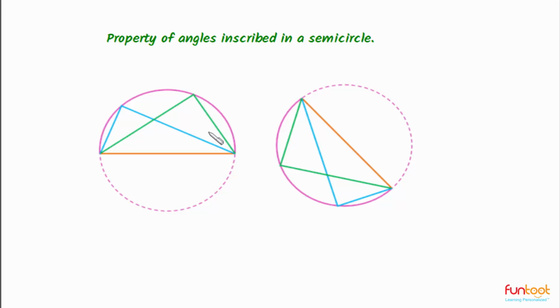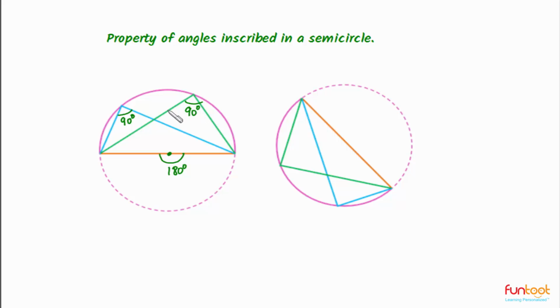Next, let's see the property of angle inscribed in a semicircle. If the solid arc here is a semicircle, then the angle inscribed in it, that means this angle and this angle, will be 90 degrees. And the reason for this is simple. If we consider this dotted arc, then if this is the center, then the central angle for the dotted arc is 180 degrees, and these two angles are the angles inscribed by this arc on the remaining part of the circle.